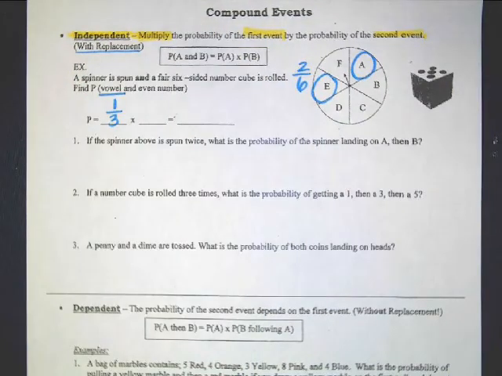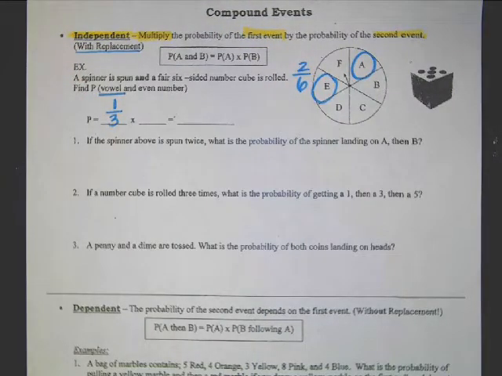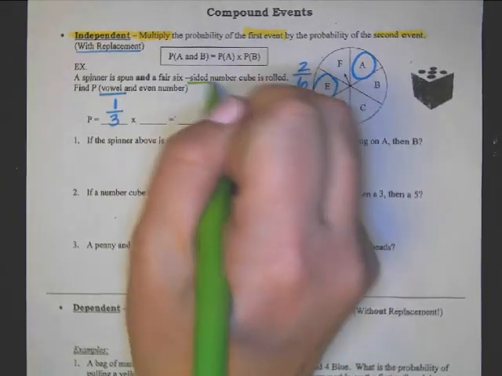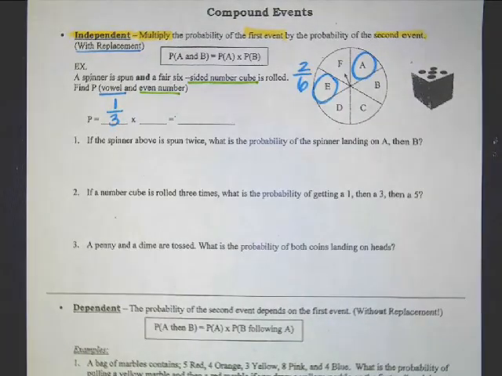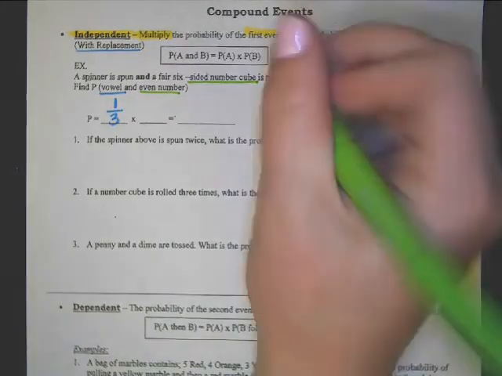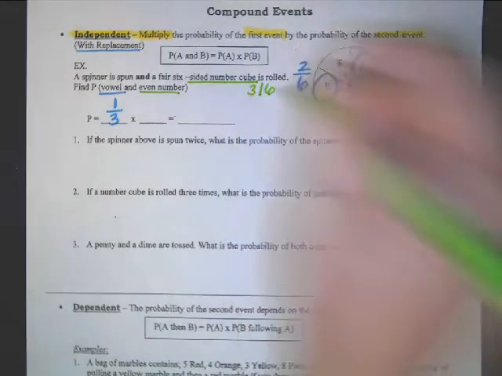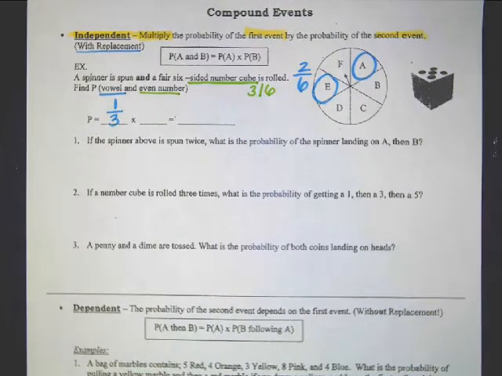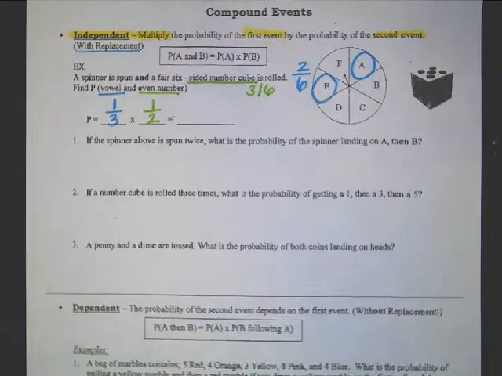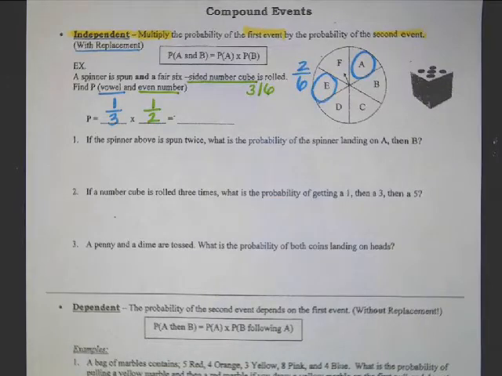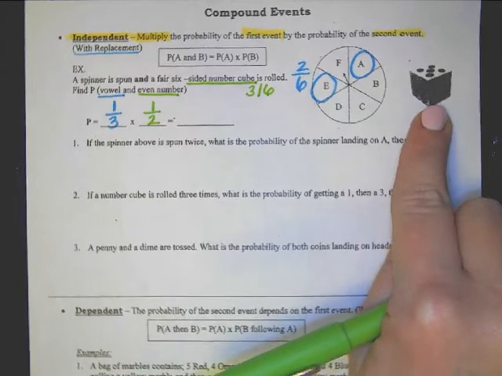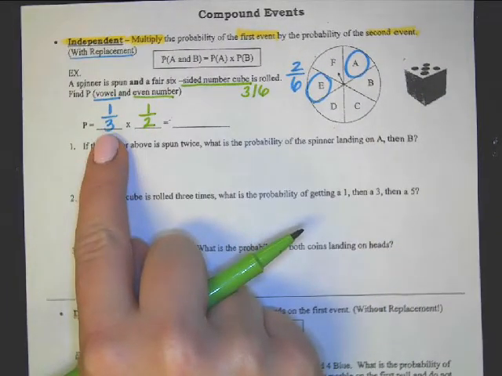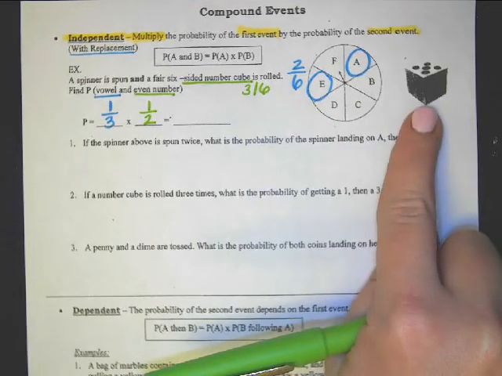Now I want to multiply that by getting an even number on my six-sided cube. The numbers available there are 2, 4, and 6. That leaves me with 3 out of 6 of the sides having an even number. I can simplify 3/6 into 1/2. These are two independent events, so I'm going to spin and roll the dice. I have a probability of 1/3, and I'm going to multiply that by the probability of 1/2.